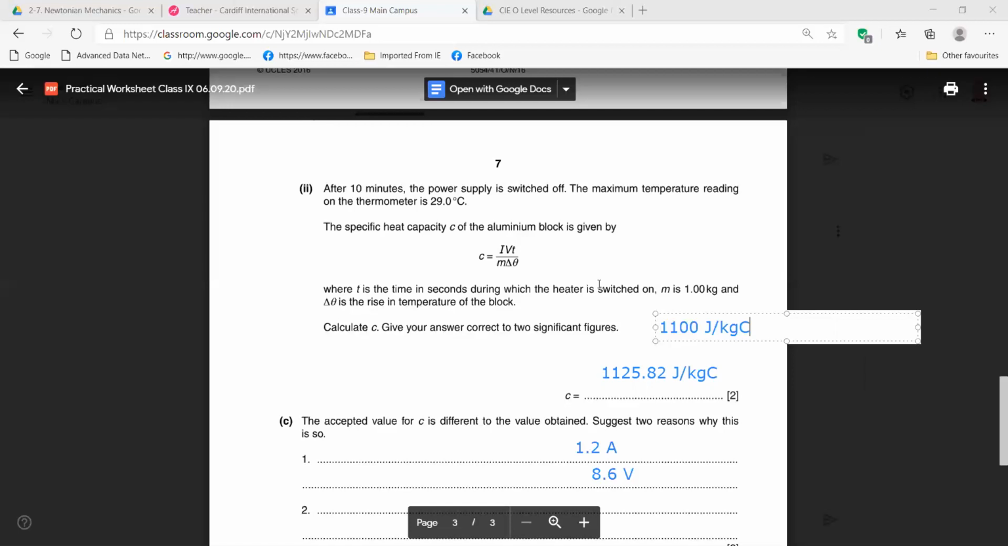The first one I am writing, sir. When we are measuring the time, there might be an error.